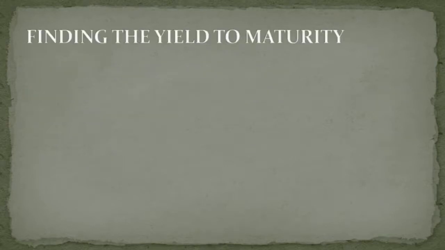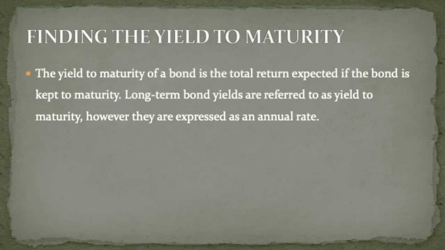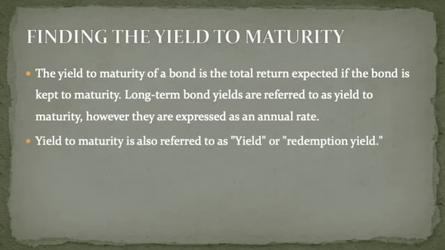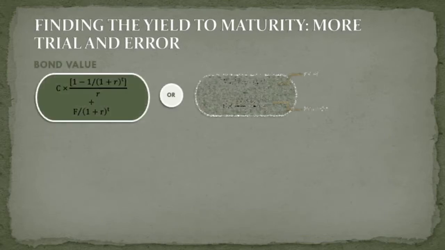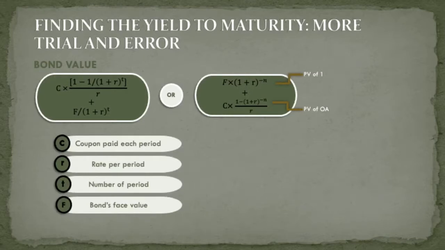We already know the bond's price, coupon rate, and maturity date, but not its yield to maturity. So what is yield to maturity? Yield to maturity is the total rate of return of a bond, assuming that the investor or bondholder holds the bond until its maturity date. It is also referred to as the yield or the market interest rate. Furthermore, to find the value of a bond, we can use these two formulas, where C is the coupon paid each period, R is the rate, T is the number of periods, and F is the bond face value.